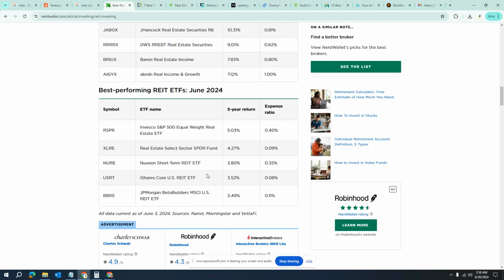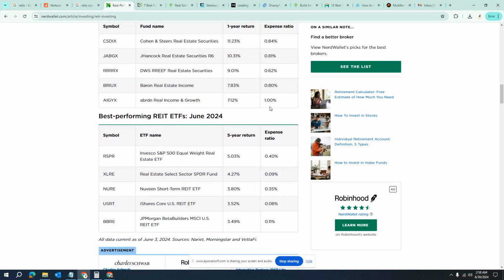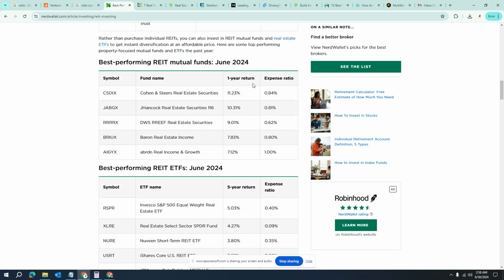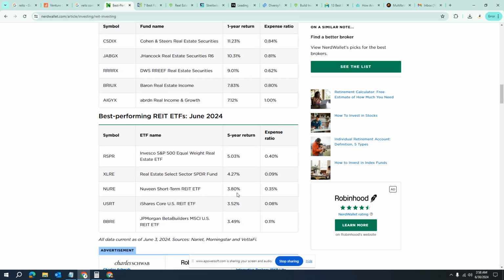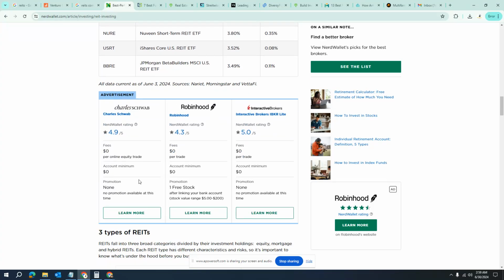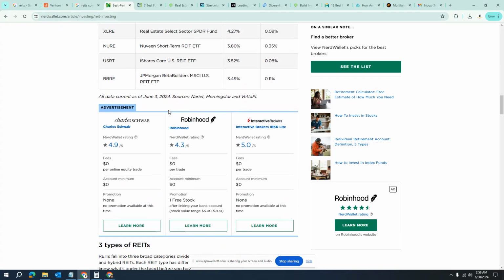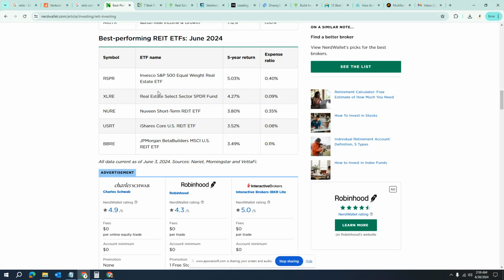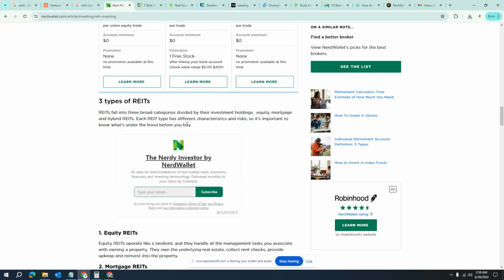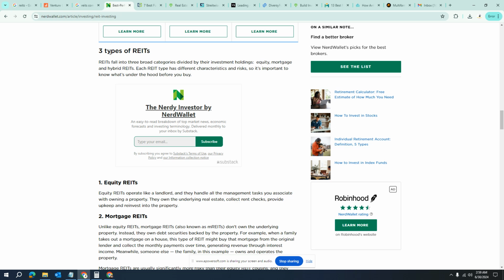You can look and search through that, the return to expense ratio. The expense is very important as well, so you need to look at how much the expense ratio is. It's usually a little bit higher, and some of them are lower. There's a bunch of them out there. If you want to, you can buy these REITs in one of those brokers. There's a lot of REITs out there.